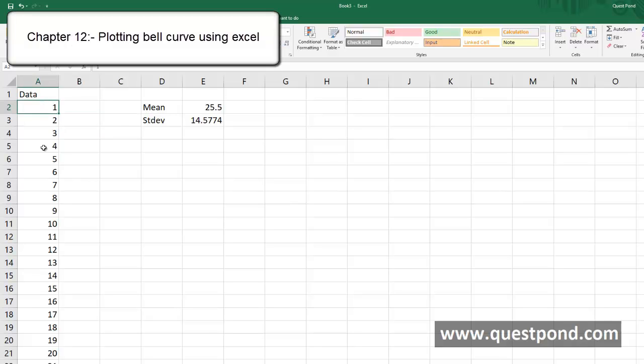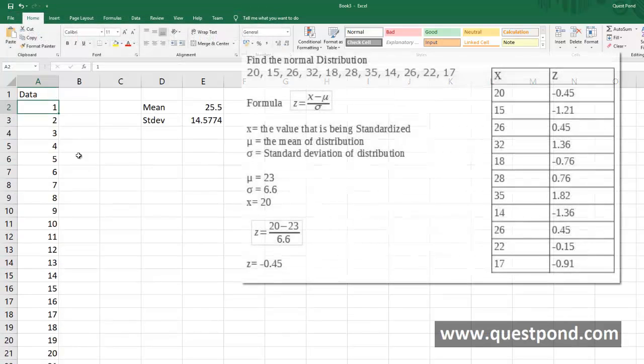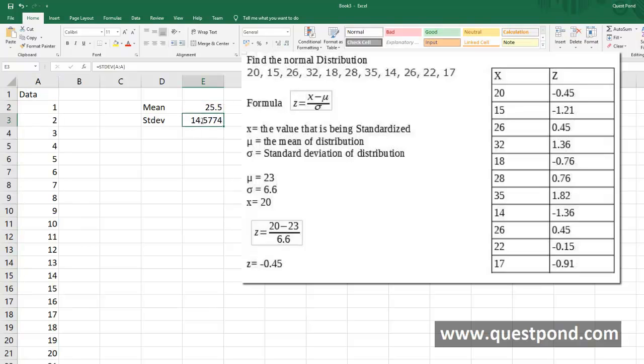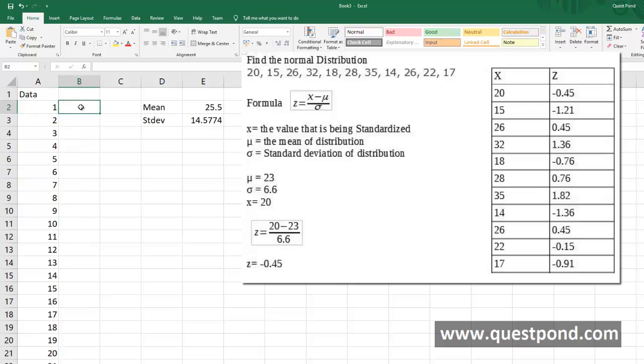So you can see that we have data out here. This data is sequential, 1 to 50. And now the first thing you need to calculate a normal distribution is the mean and the standard deviation. So you can see here we have calculated the mean and standard deviation, and here is the sequential data that you see out here. So now here we will go and we will say NORM.DIST.